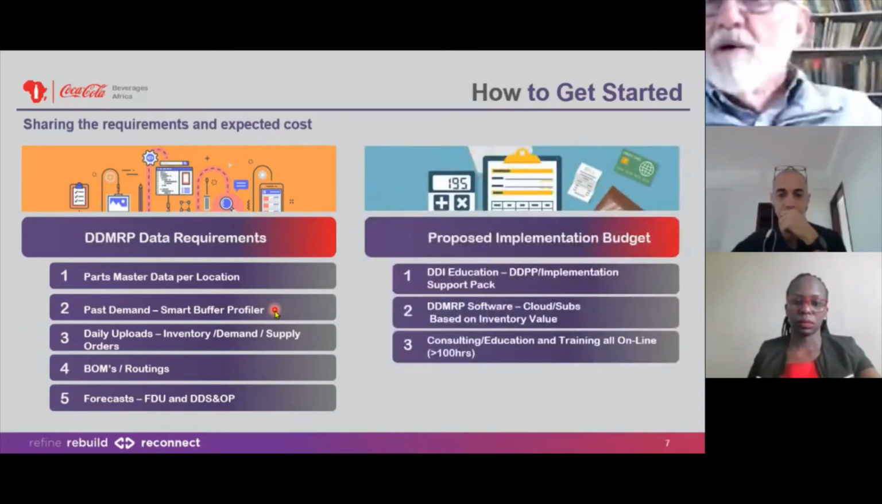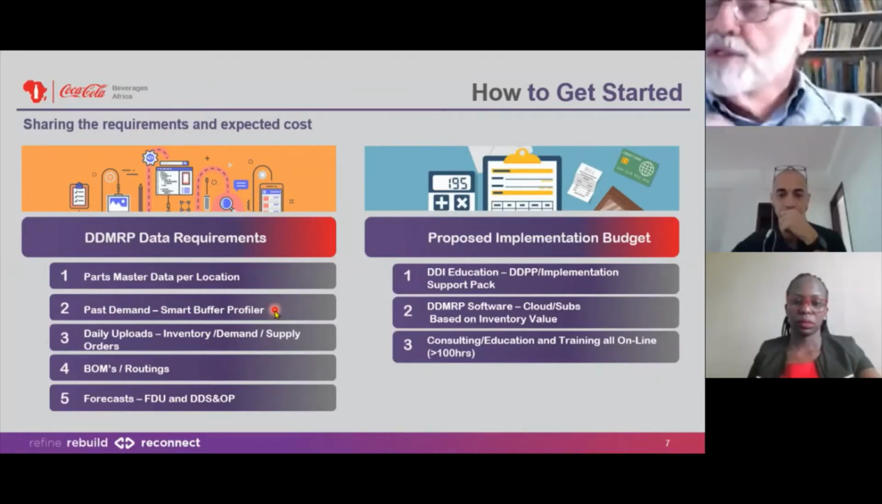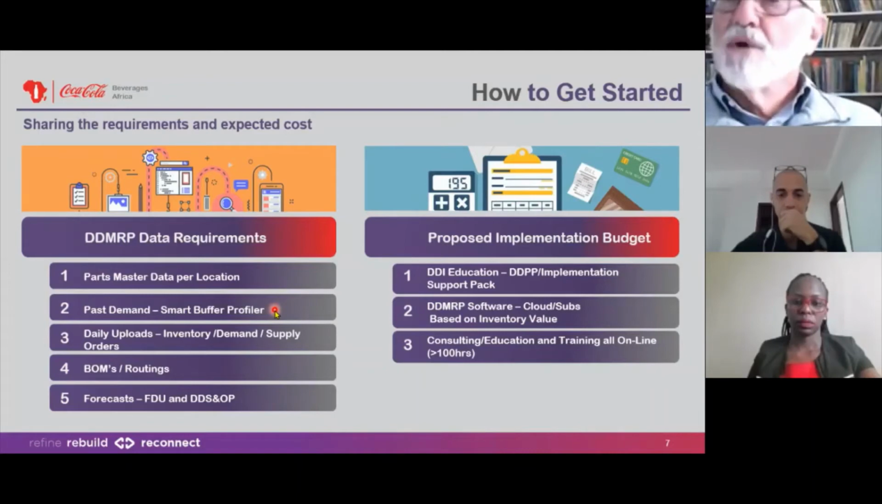So a proposed implementation budget is not that expensive either. Demand-driven education we need to put in place. We need to get some software. Most software is cloud-based, subscription-based, and it's based on the value of the inventory which you're going to be managing, not necessarily how many users you've got or how many sites you've got. And then there'll be a little bit of consulting and education, and that's not a great deal. I reckon 100 hours or less, as far as that is concerned, will probably satisfy most medium-sized companies.